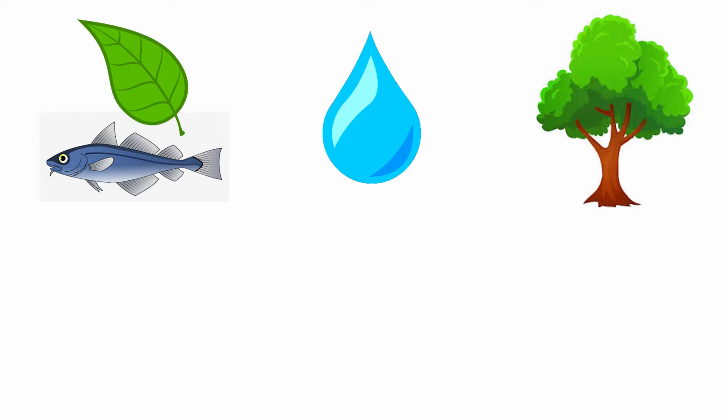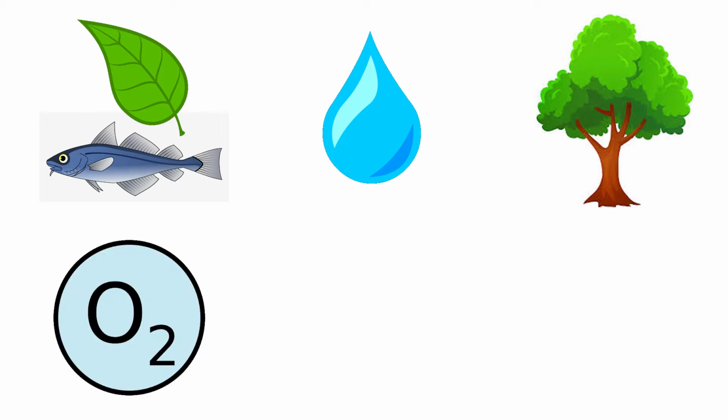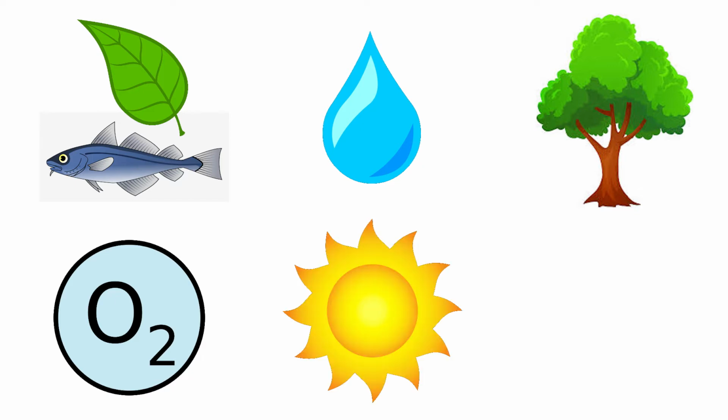You also need shelter of some sort. So for some animals, this might be a cave, under a rock, or a tree. They also need to be able to breathe, and for that we breathe oxygen. So we need it from the air. Fish, for example, need it from the water that they live in. You also need sunlight, since that is the start of all the food chains and food webs in the environment.